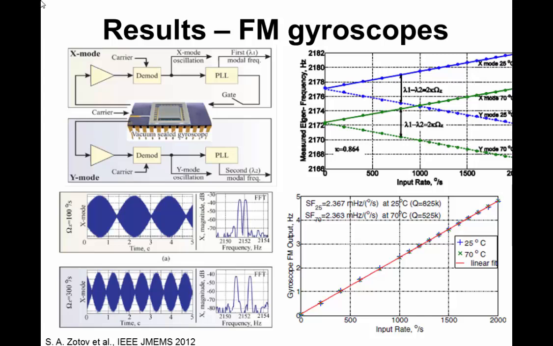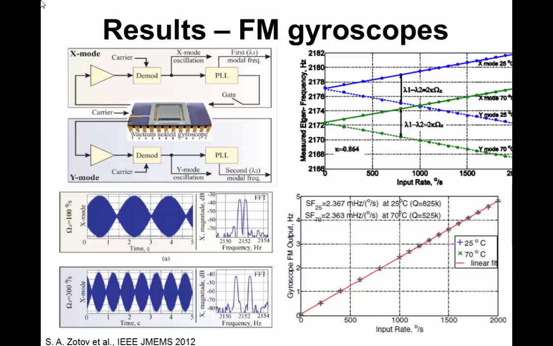So these are some results that have been reported recently on these frequency modulated gyros, with the two servo loops that have been built in, and then measurements of the changes in frequency. And you can see as the rotation rates are increased, a frequency splitting occurs, and that's measured. And again, with these frequency output gyros, there is a natural immunity to temperature effects because the scale factor here is independent of temperature, so these response curves line up.